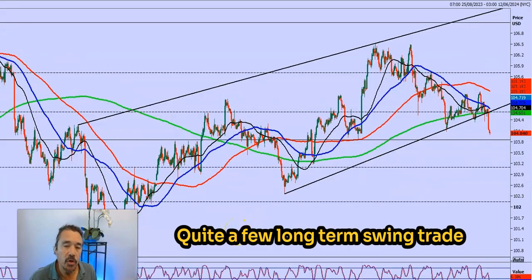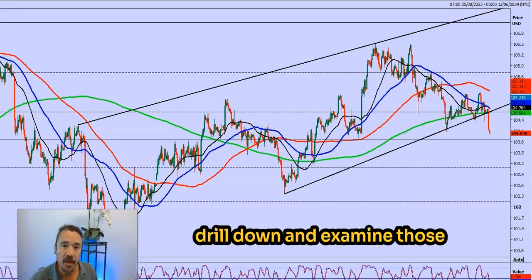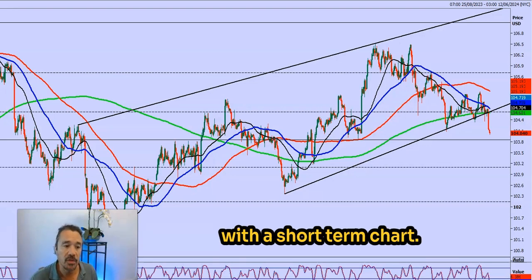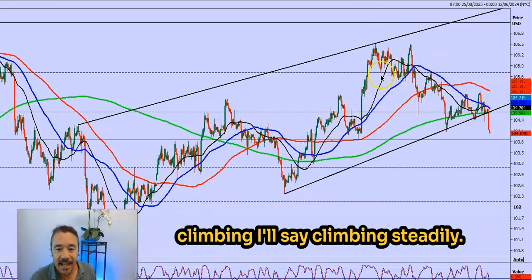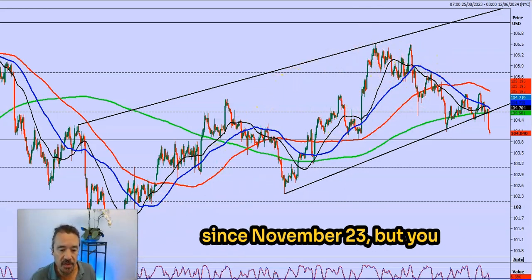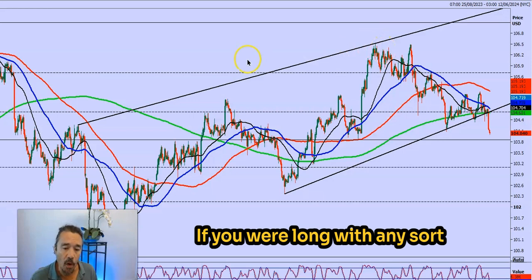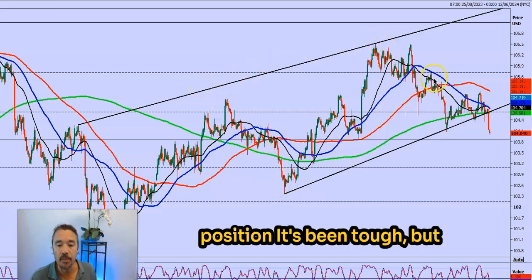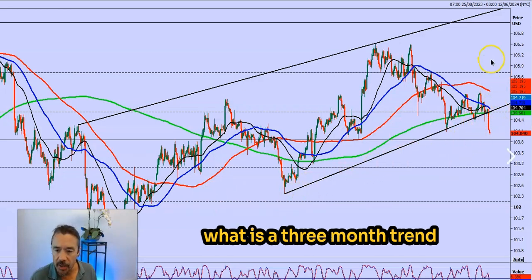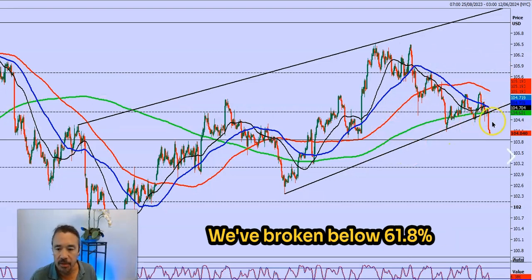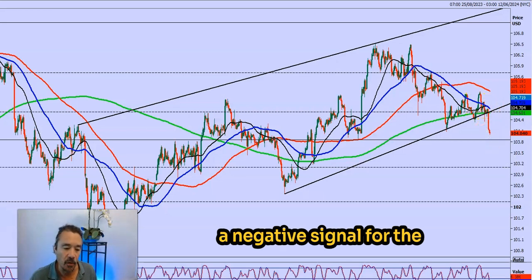Quite a few long-term swing trade opportunities, a lot of trend lines for you to plot on your charts to drill down and examine those opportunities that I've shown you. I'm going to end up with a short-term chart. This is the 4-hour chart for the US dollar index, which has been climbing steadily. It's not been easy to run a long position in the US dollar since November 23, but you can see that we have actually been in a bull trend with very, very deep pullbacks. If you were long with any sort of trading stop loss, you would have been taken out of the position. It's been tough, but I just want to show you that we've broken down through what is a 3-month trend line here on the 4-hour chart. We've broken below 61.8% fib and moving averages. So this looks like quite a negative signal for the dollar in the short term.